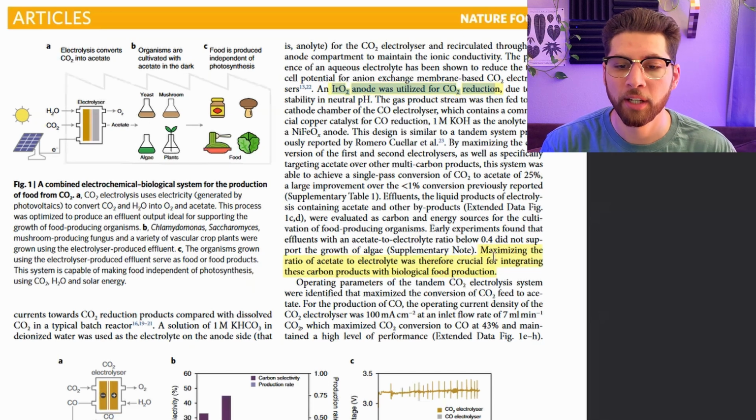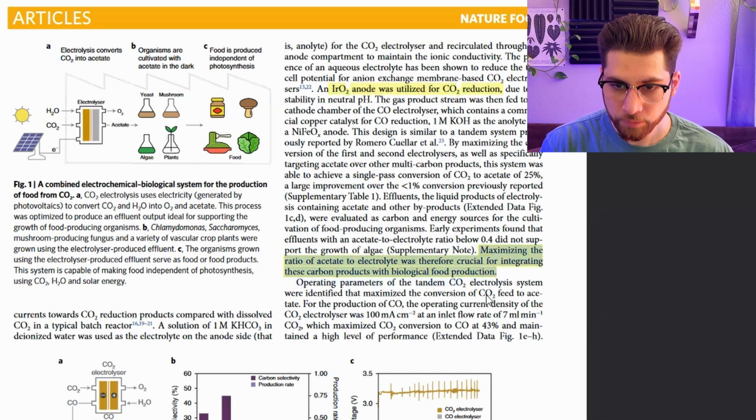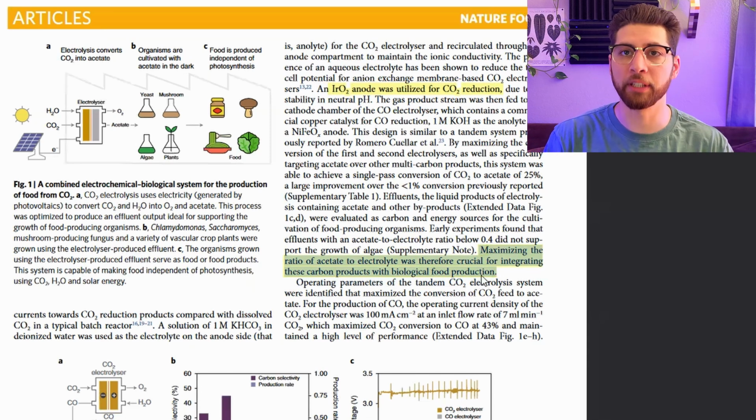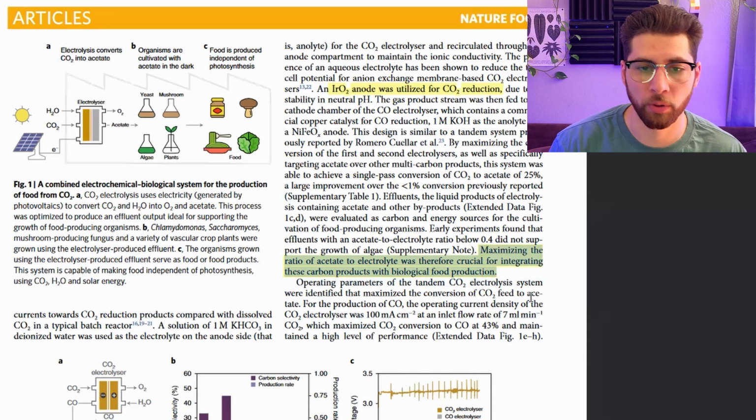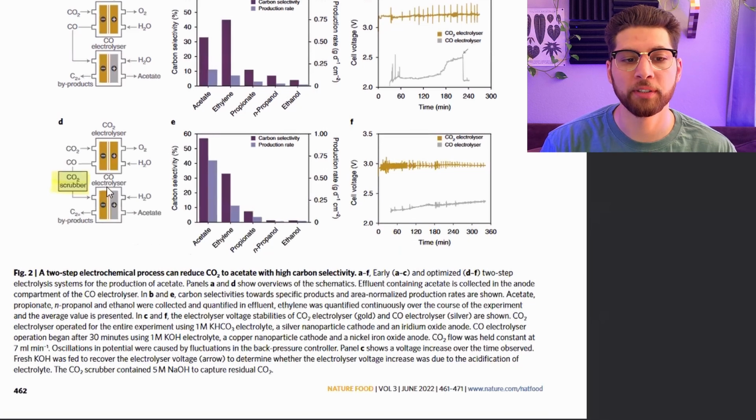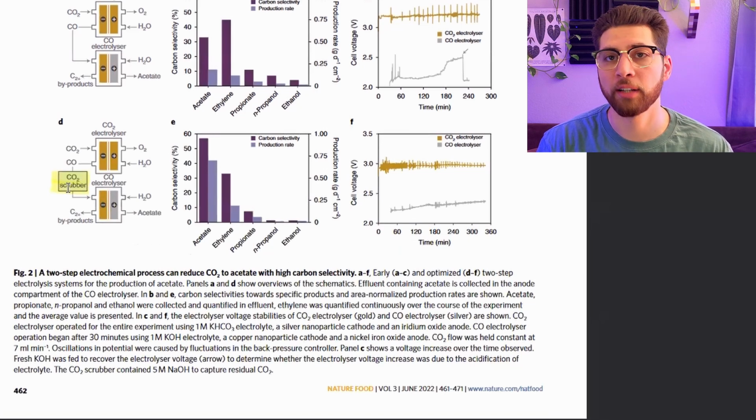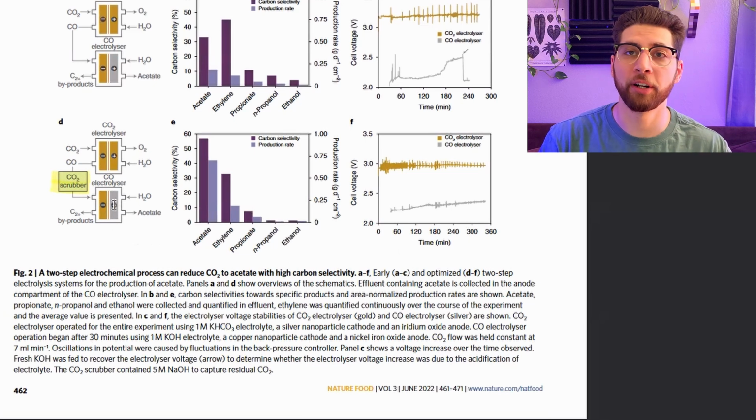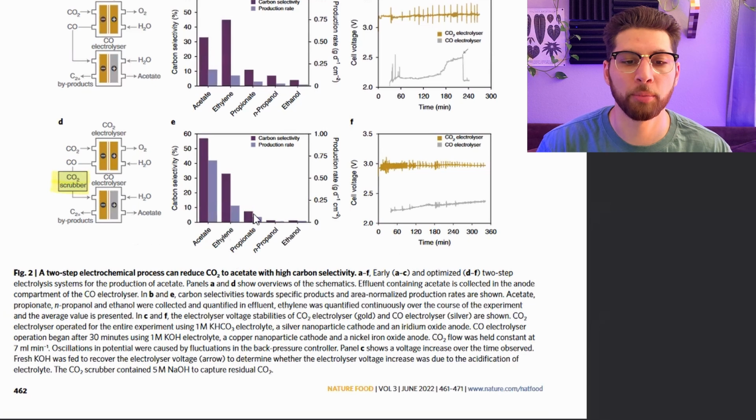So they wanted to maximize the ratio of acetate to electrolyte in order to give it to plants or other food sources. So one of the big improvements that they made is adding this carbon dioxide scrubber. They found that this second electrolyzer was not very efficient if there was any CO2 getting into it. So they added this scrubber, and they showed they got really good conversion to acetate mainly.